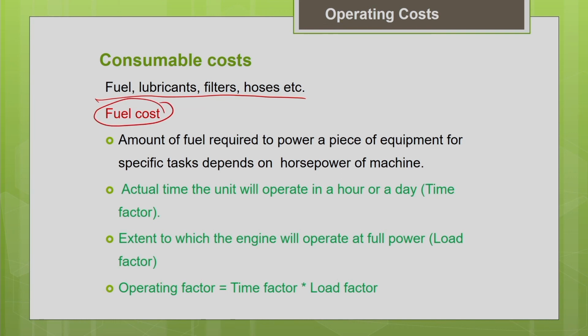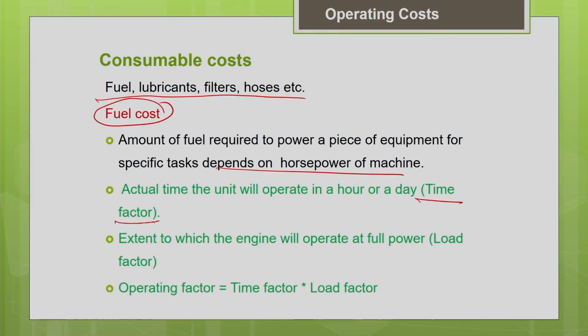The amount of fuel consumption depends upon the engine type. All the construction equipments are basically IC engines, internal combustion based engines, which may be either diesel operated or gasoline operated. Your fuel consumption is going to depend upon the horsepower of the machine. That's very important. It depends upon the type of your engine and the horsepower of your machine. The amount of fuel required to power a piece of equipment for a specific task depends upon the horsepower of the machine. The greater the horsepower, the more your fuel consumption will be. This is one important thing we have to note. Depending upon the horsepower of the particular machine, your fuel consumption will vary.